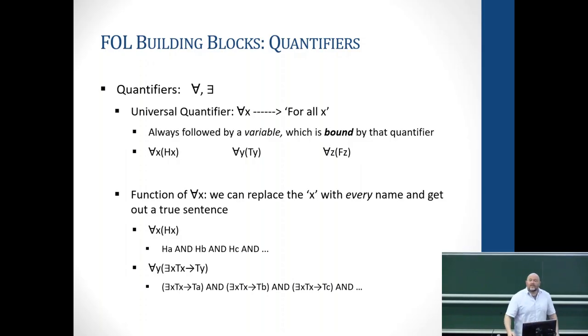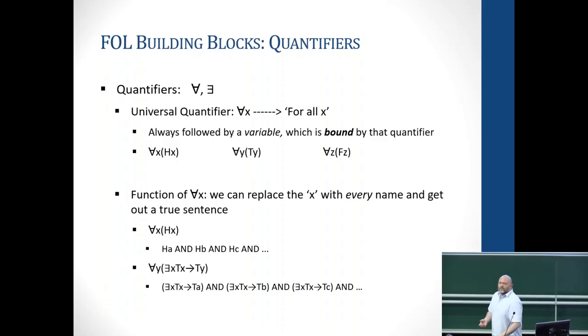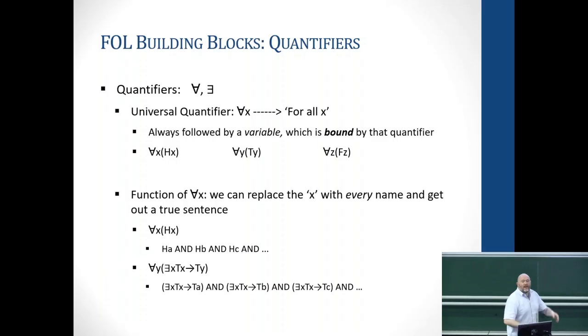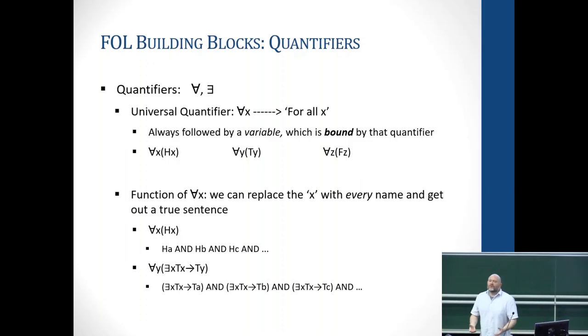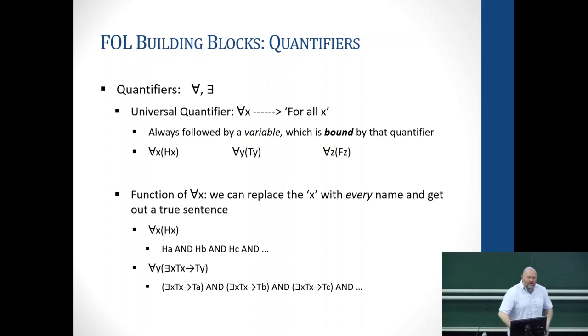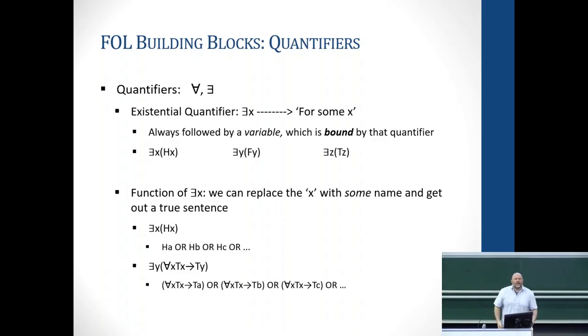So what this really means is that the universal is similar to a massive conjunction. If you have for all x, Hx, that means A is an H, and B is an H, and C is an H, and D is an H, and so on for every damn thing. Because again, what does the universal function say? You can replace the associated variable with everything. So that upside down A, or universal, is for all, for every. Our second quantifier, the existential, is for some, or perhaps even better, for at least one.